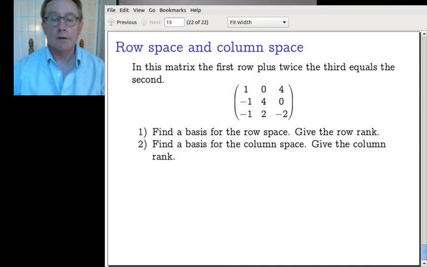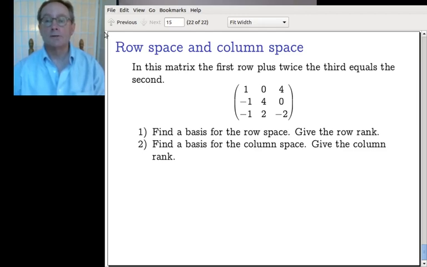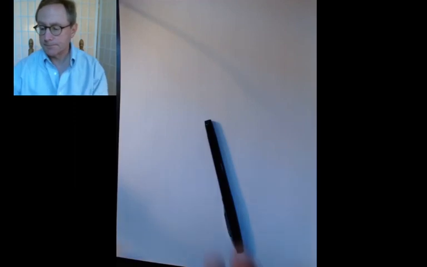So let's see how we do on these. Here's a simple 3 by 3 matrix, and I'm observing that the first row plus twice the third, 1, 0, 4 plus twice minus 1, 2, minus 2, makes the second row. So there's some linear relationship among the rows of this matrix. It says find a basis for the row space and give the row rank, and the second question is find a basis for the column space and give the column rank. So it should be pretty easy. Let's give it a try.